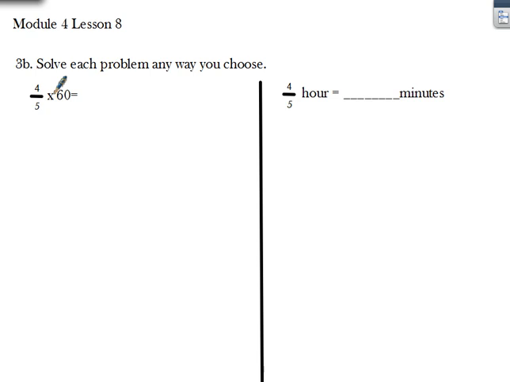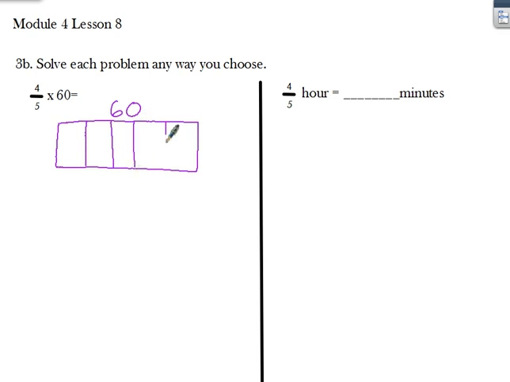I look at my problem, 4/5 of 60. If it's of 60, then my whole tape model must equal 60. Then I check my fraction, 4/5. Fifths tell me that my tape model needs to be split into fifths. So I will split it into 5 sections. We want to know how much 4/5 is.